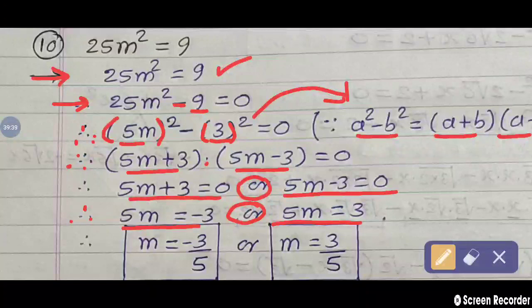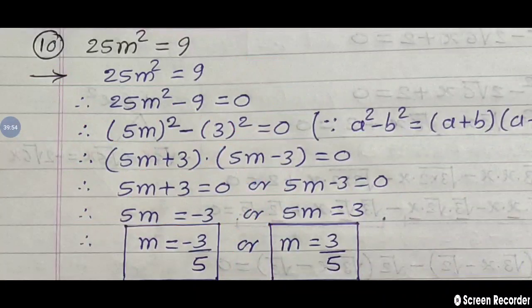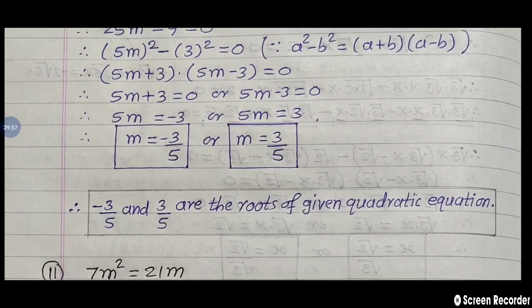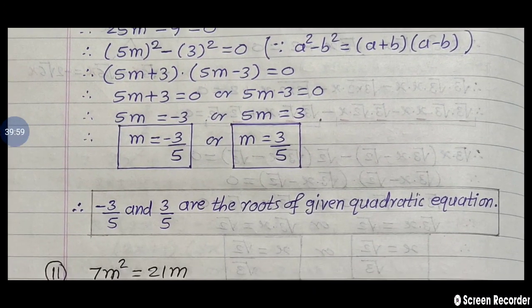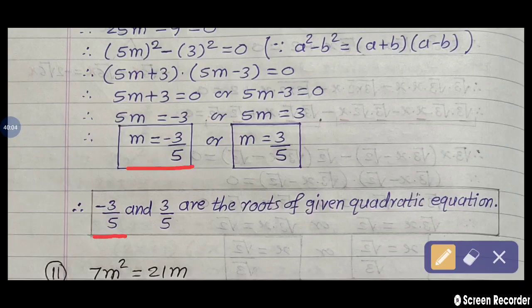5m means 5 multiply, shift on the right hand side. Therefore, m is equal to minus 3 upon 5. Or 5m is equal to 3. So 5 also shift on the right hand side. Therefore, m is equal to what? 3 upon 5. So these are the factors. At the last, we are writing the final answer. What is our final answer? Check. m is equal to minus 3 upon 5, or m is equal to what? 3 upon 5. So minus 3 upon 5 and 3 upon 5 are the roots of the given quadratic equation.